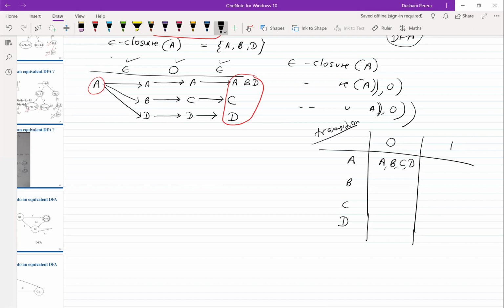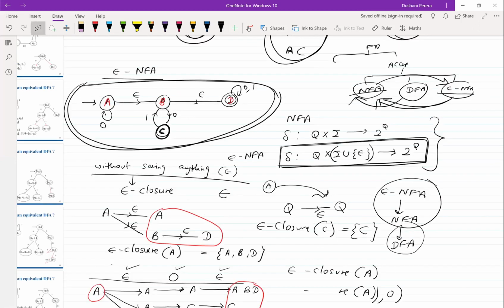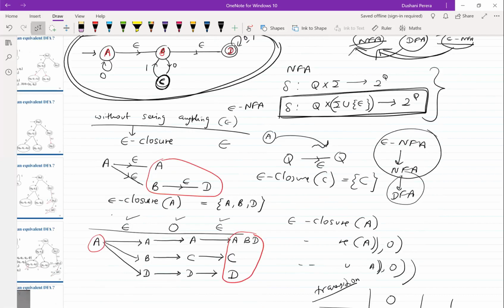So that is what happens when I'm at A and I see a 0. Even when you look at the diagram, you can say that you can go to A, B, C, D, because from A, when you take a 0, you can come back to A. With null, you can anyway go to B. Again, you can go to D. Then with 0, you can go to C as well.